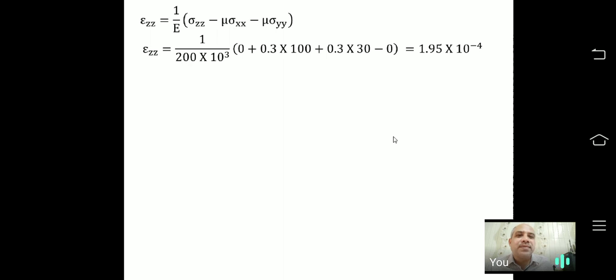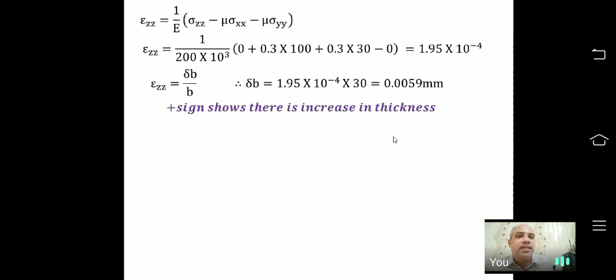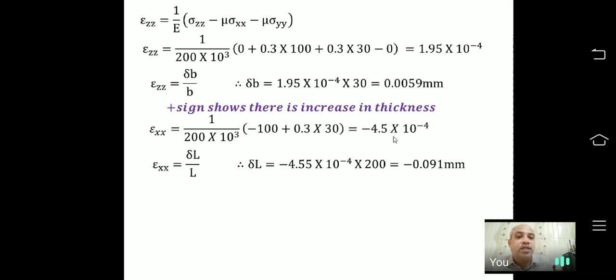Now epsilon zz we have to find. Though sigma zz is 0, epsilon zz is not 0. So now I will get epsilon zz, and delta b, the change in width, which is related with 30. We have prevented the 60 millimeters, so deformation of 60 is not there. Then we have epsilon xx, which is minus 4.5 into 10 raised to minus 4. Epsilon xx we know, from which I will get delta L. Again, the minus sign shows a decrease in the dimension.